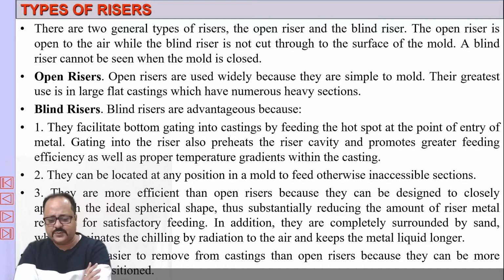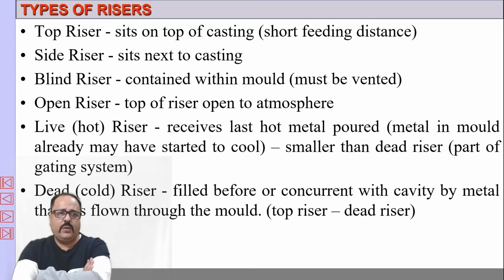There are various types of risers. It can be a top riser: if the riser is placed on the top, it is called a top riser. If it is placed on the side, it is called a side riser. If it is not open to the atmosphere, it is called a blind riser. If it is open to the atmosphere, it is called an open riser. There can be a hot riser and a cold riser. A hot riser means it receives the hot metal at the end.